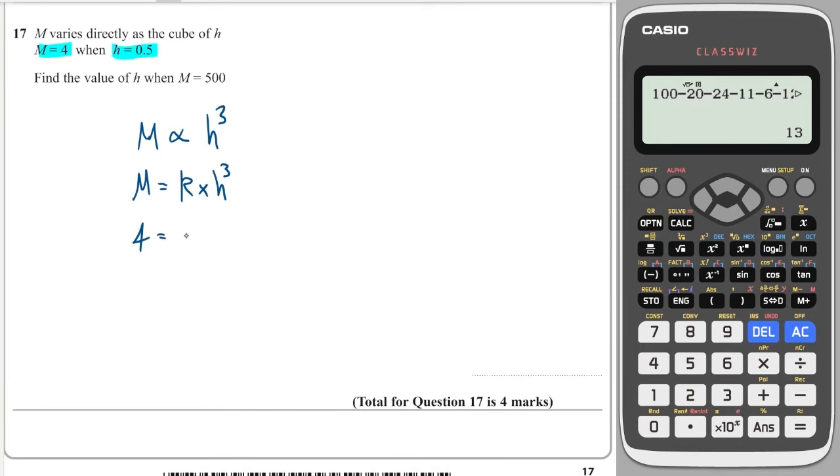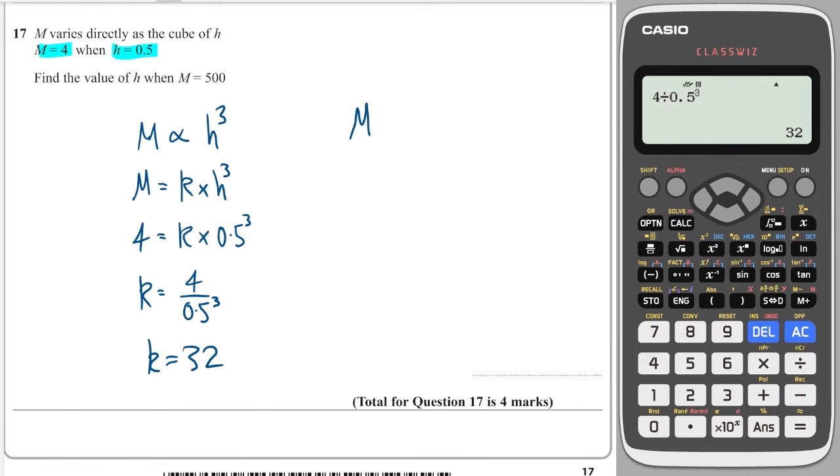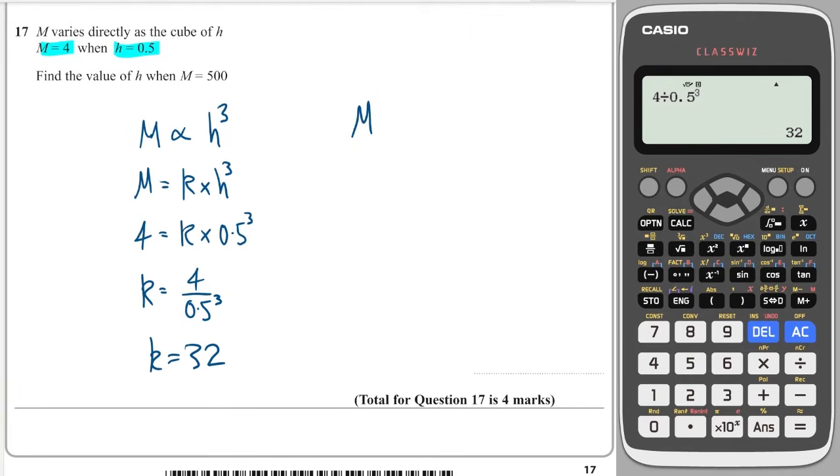So we get 4 is equal to k multiplied by 0.5 cubed. And that can tell us what k is equal to by dividing both sides by 0.5 cubed. So we go to our calculator and we do 4 divided by 0.5 cubed, and we get 32. Which means that the formula is that m is equal to 32 multiplied by h cubed.